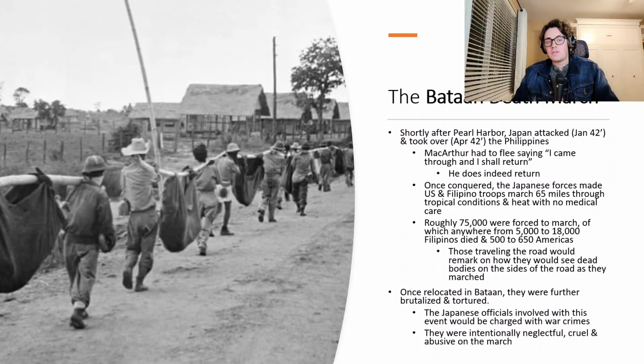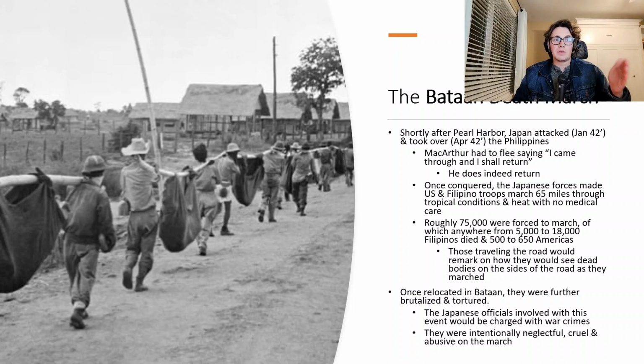Once the Japanese conquer the Philippines, they're going to force all of the US and Filipino troops to march 65 miles through tropical conditions and heat with no medical care. Roughly 75,000 were forced on the march, of which anywhere from 5,000 to 18,000 Filipinos are going to die on the march, and anywhere from 500 to 650 Americans are going to die on the march. This is why it's known as the Bataan Death March. They're marching to Bataan, and everybody's dying on the way because it's a tropical climate. They're marching through with basically no materials. You can see they're walking here with the dead bodies.